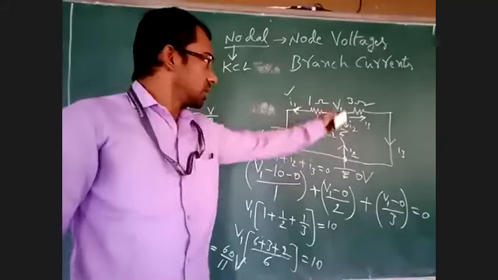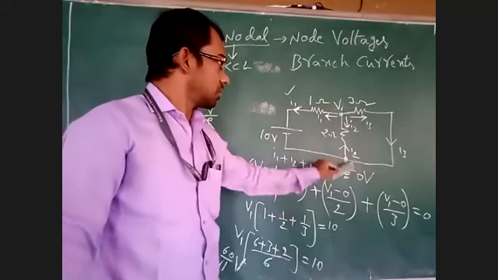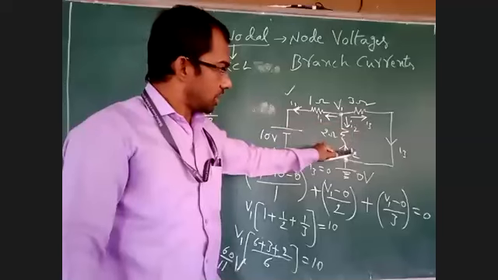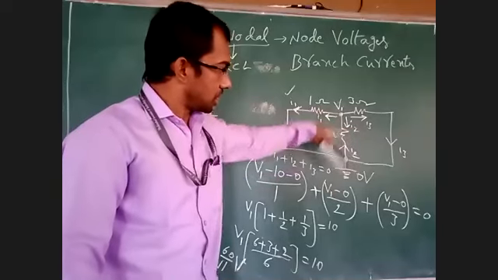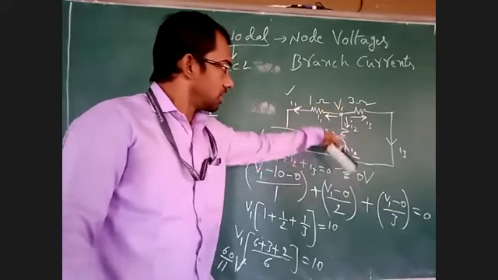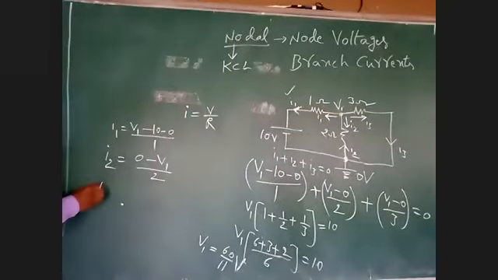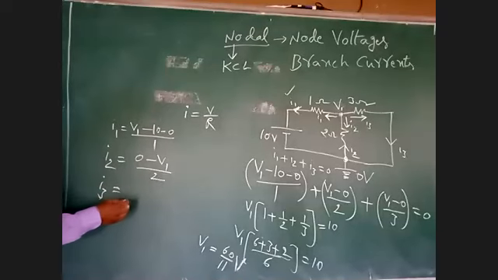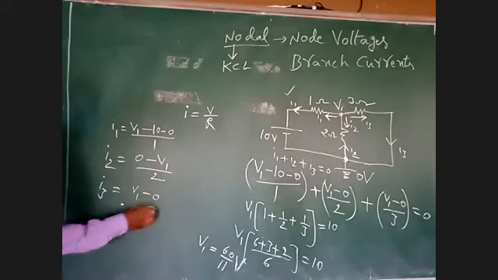Here we had taken this direction as assumption, V1 minus 0. But now we are taking I2's actual direction, from 0 to V1. 0 is a higher potential, so 0 minus V1, divided by 2. I3 is V1 minus 0 by 3.